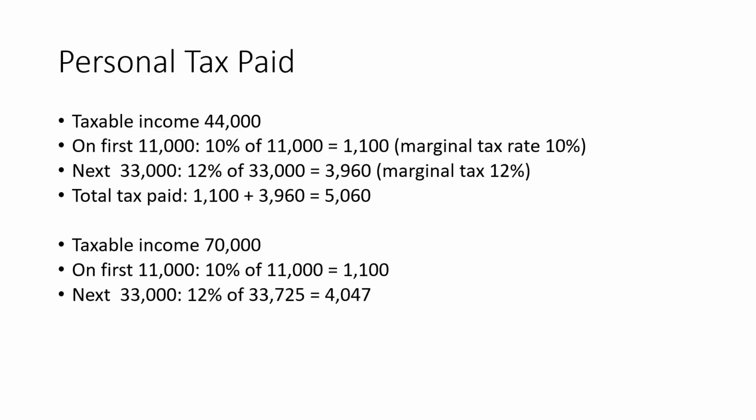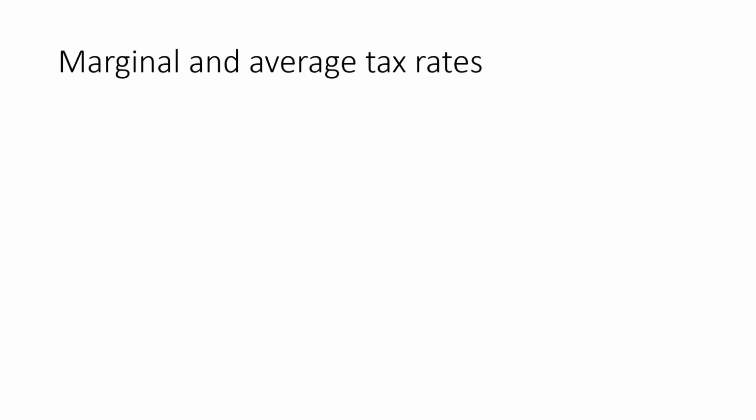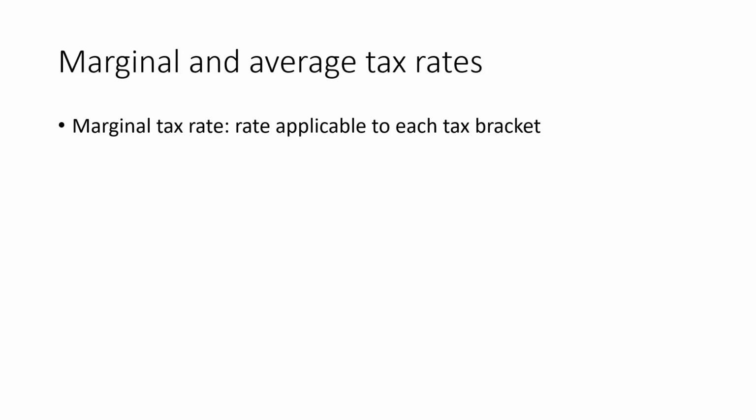Now, if the income was $70,000, they'll pay 10% on the first 11,000, 12% on the next 33,725, and 22% on the remaining 25,275. So the marginal tax rates are respectively 10%, 12%, and 22%. So the total tax obligation would be 10707.5, correct.